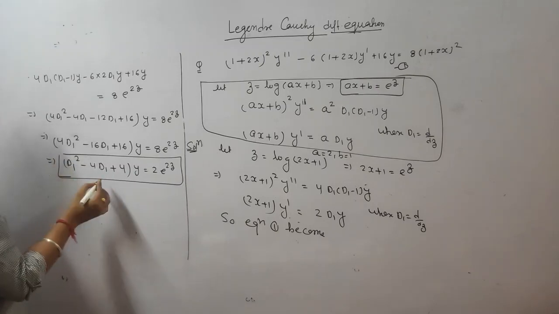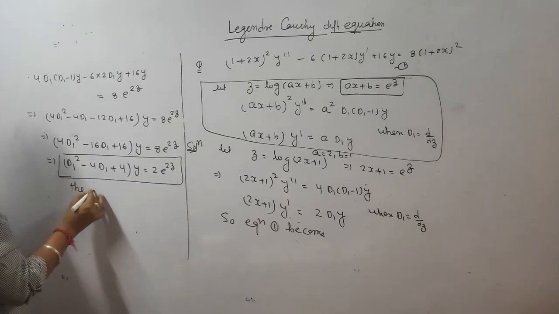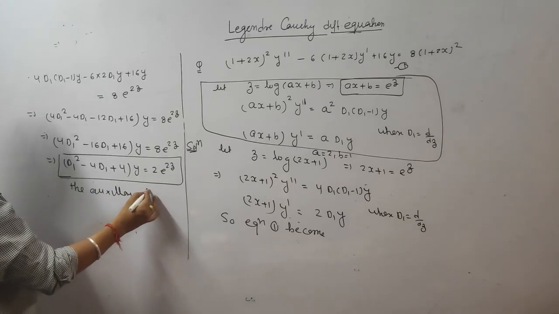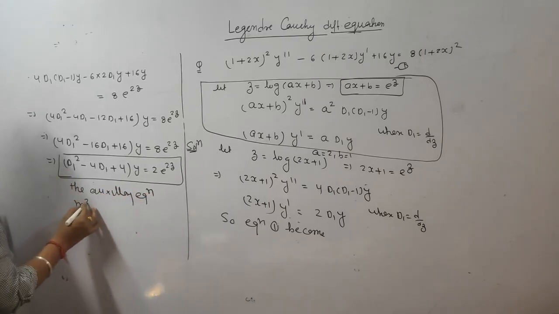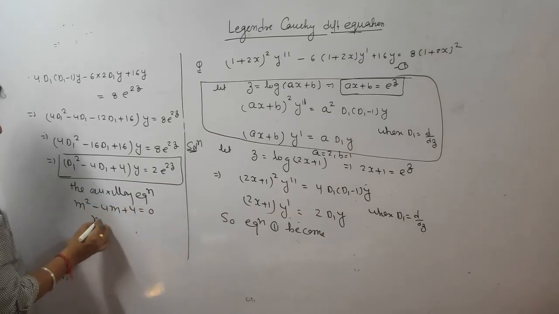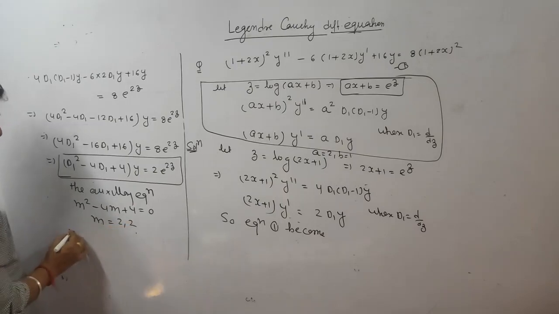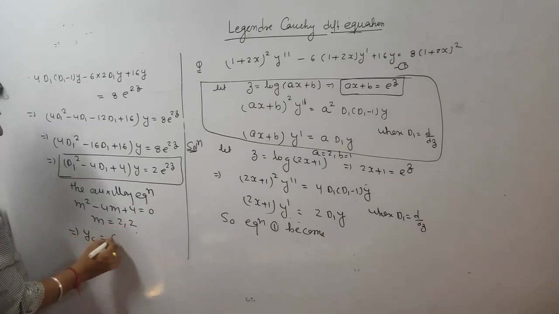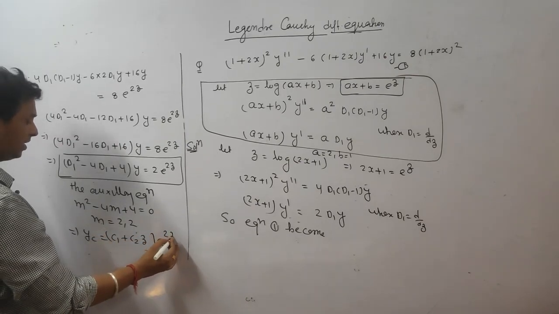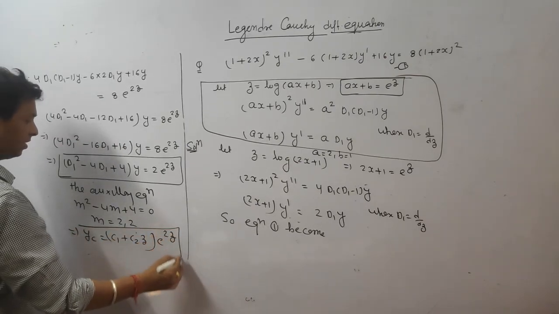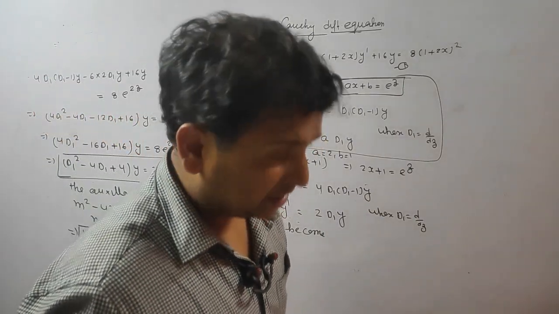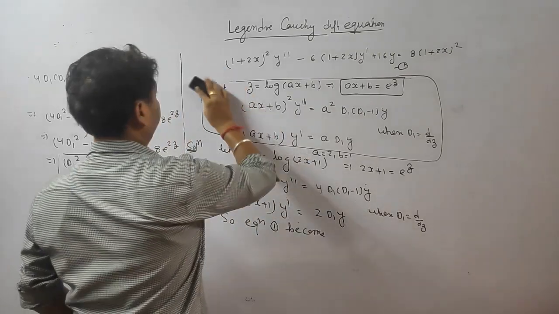Now we are going to solve. How do we solve? We have to write the auxiliary equation. What is the auxiliary equation? m squared minus 4m plus 4 is equal to 0. What is the m value? 2, 2. So what is your yc? yc is (c1 plus c2 z) e to the power 2z. Correct? This is your yc. Now we are going to calculate the yp part using variation of parameters.